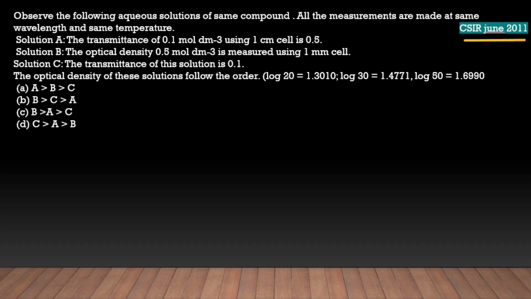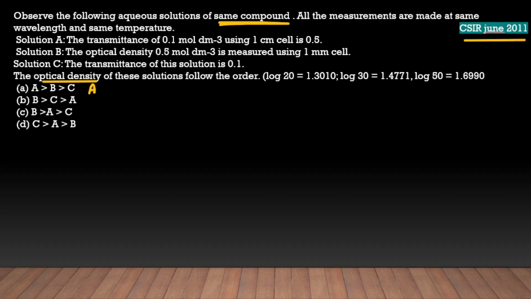The question says, observe the following aqueous solutions of the same compound. This thing I missed over there. All the measurements are made at the same wavelength and at the same temperature. Three solutions A, B and C were given to us. We were to compare their optical densities, which means we had to compare their absorbance values.